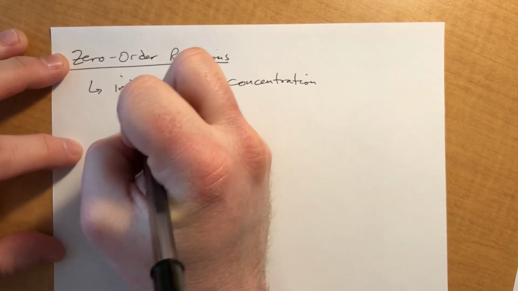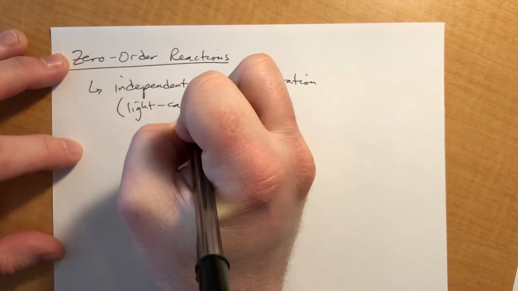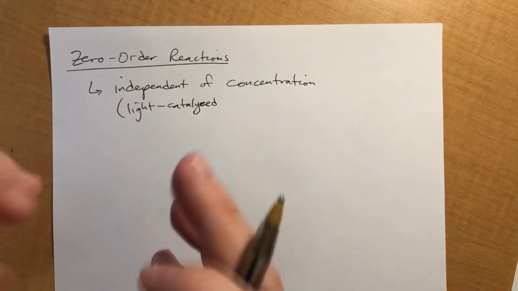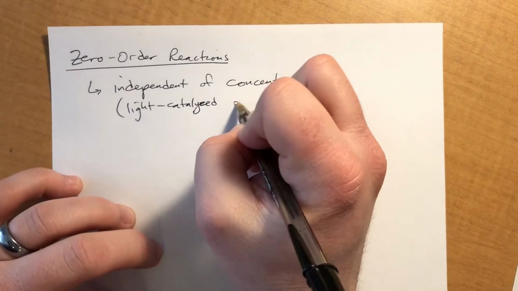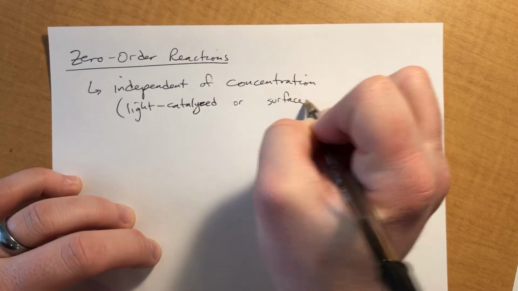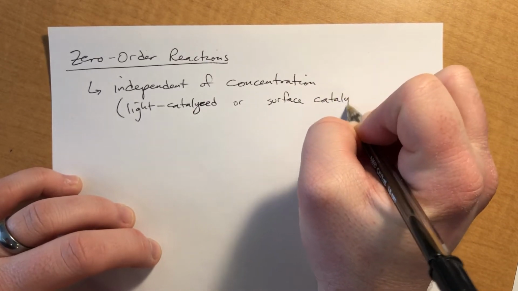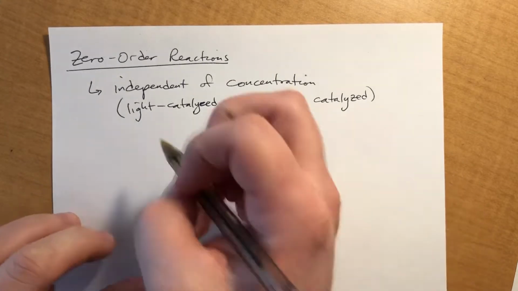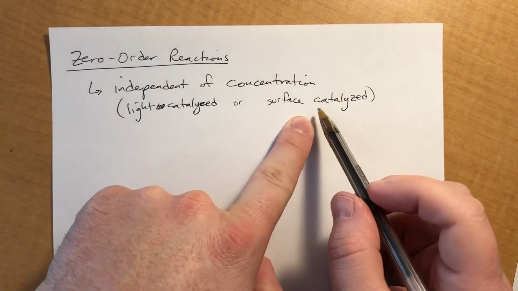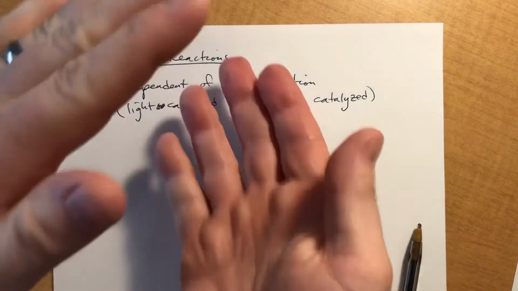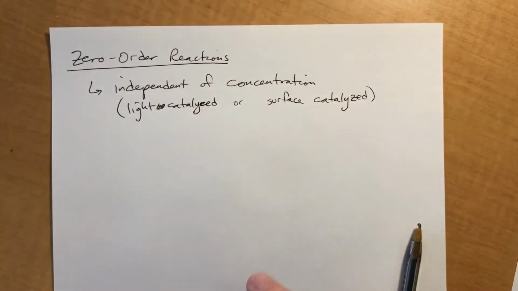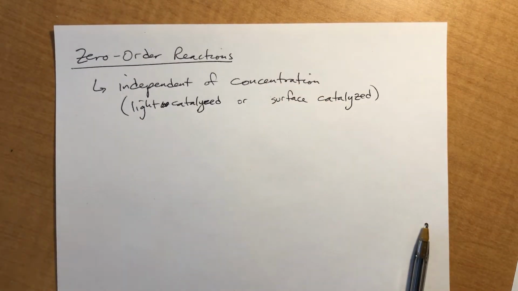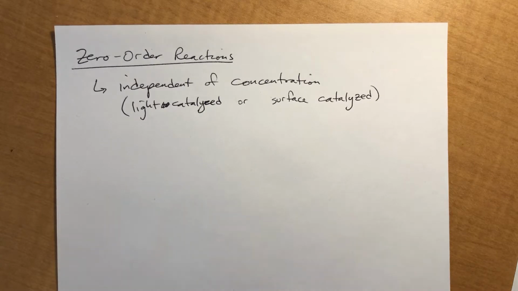Typically, these are things that are light catalyzed. So basically, it doesn't really matter how much stuff you put in there. It has more to do with how much light is shining on it. Or surface catalyzed. There are some things that depend on how much surface contact there is between two things, and it depends less on the concentration and more on how much surface contact there is, but we can't measure that in terms of concentration, so it's technically considered zero order.